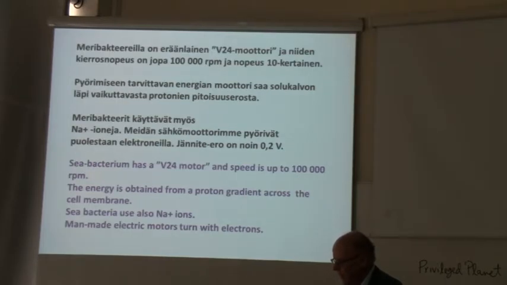But there's even a formula bacterium, because the C bacterium has a V24 motor and its speed is up to 100,000 rounds per minute. And the C bacterium uses energy from natrium ions, sodium ions. E. coli uses protons, C bacterium uses sodium ions, and our motors use electrons, all different things.